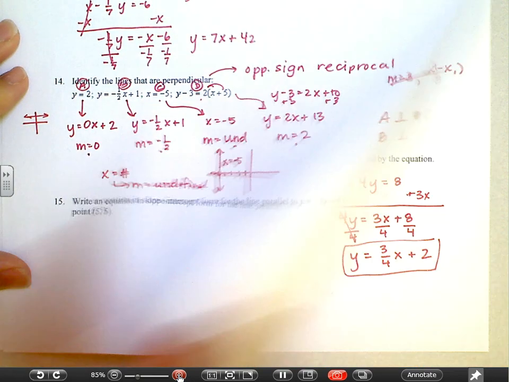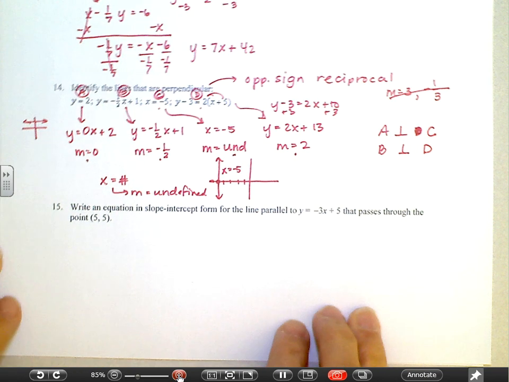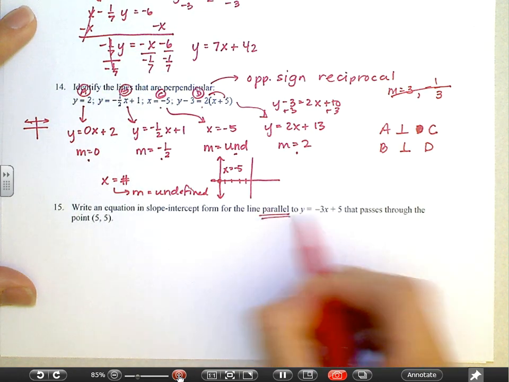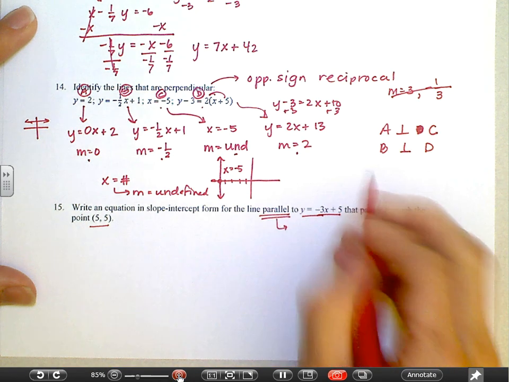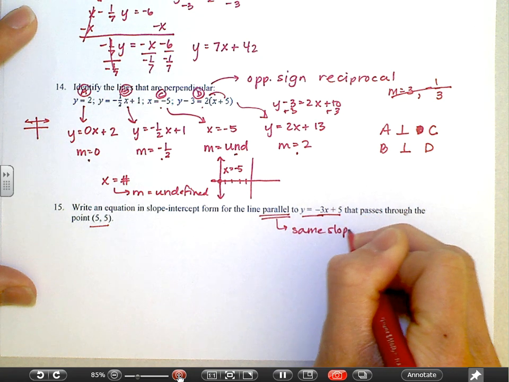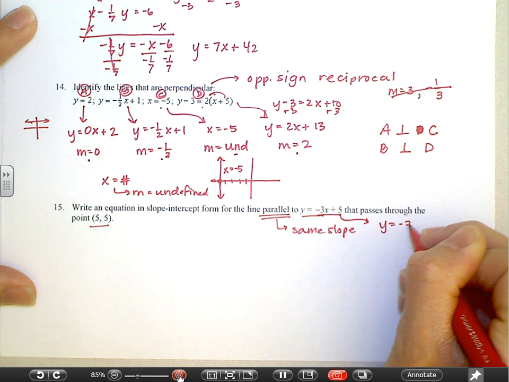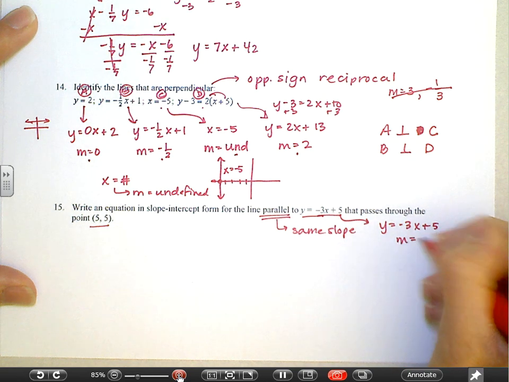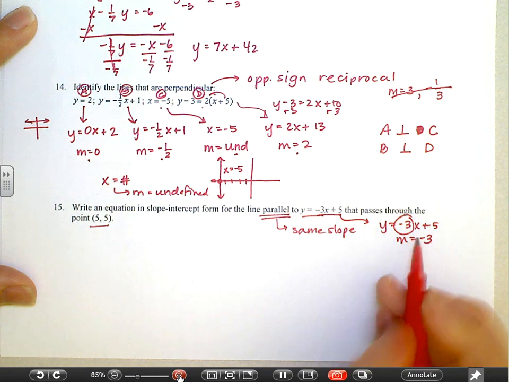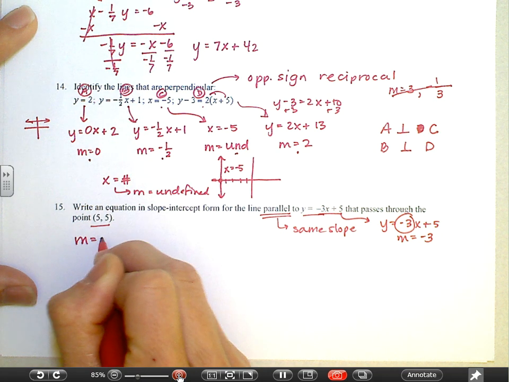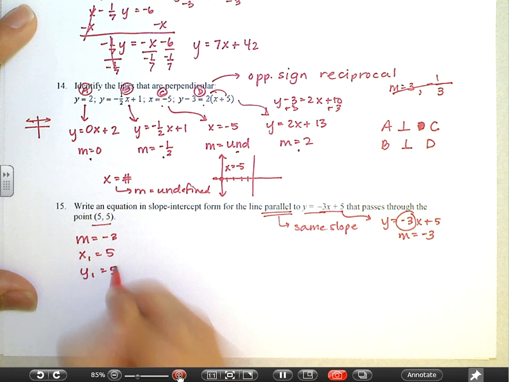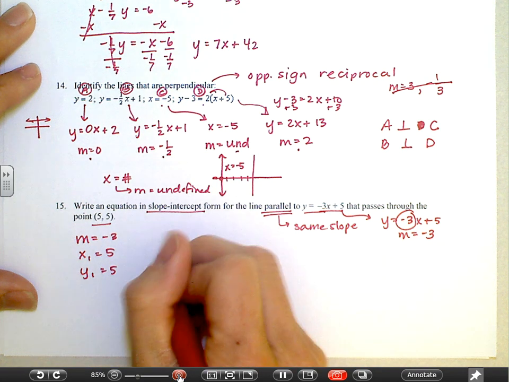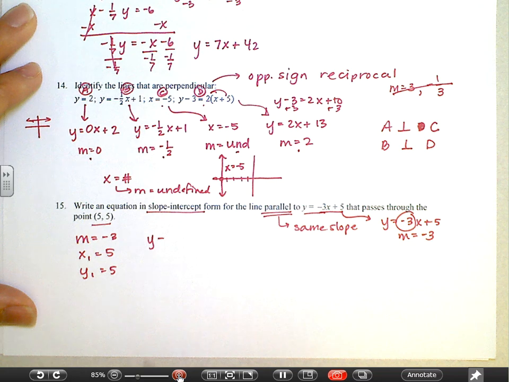All right, last one. Yeah, really, thank goodness. Okay. So write an equation in slope-intercept form for the line parallel to y equals -3x plus 5 and passing through the point 5, 5. All right, parallel means same slope. And if I look at y equals -3x plus 5, of course, my slope is -3. So I need to write an equation with a slope of -3, and then this point 5, 5. So point slope form. So x1 is 5, and of course, y1 is also 5. I need it finally in slope intercept form, but I have to pass through point slope form first.